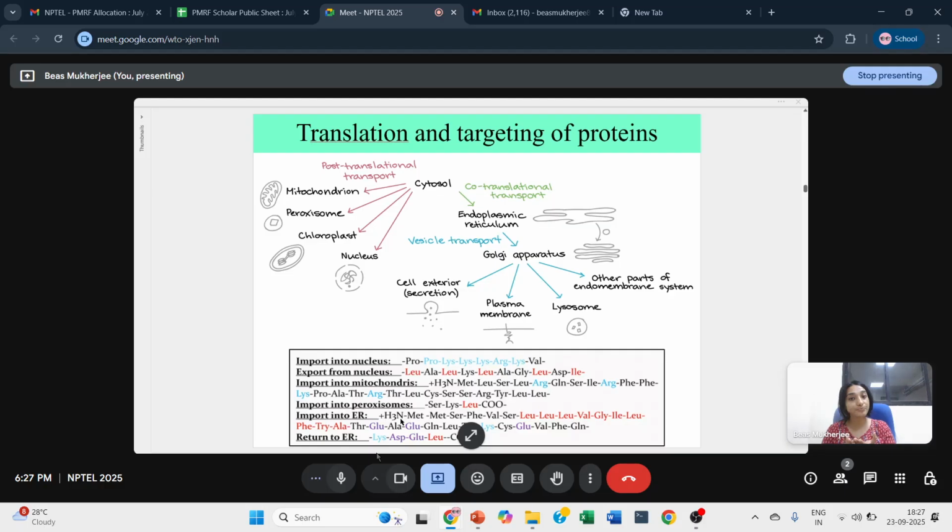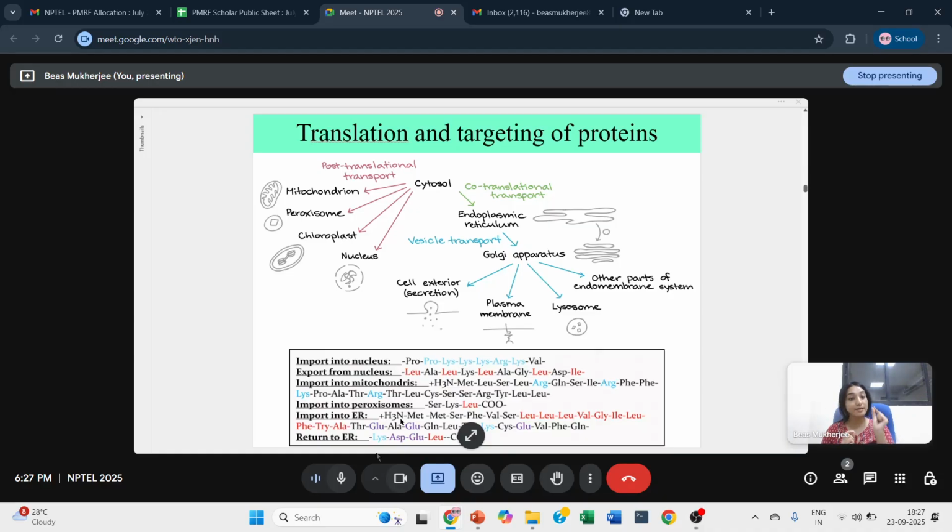For example, the Golgi apparatus. So from the ER, the protein is going into the Golgi, and from the Golgi, it is going to different places like the cell surface. If it is exterior to the cell, if it's a secretory protein, it can go to the plasma membrane, it can go to the lysosome, it can go to other parts of the endomembrane system.